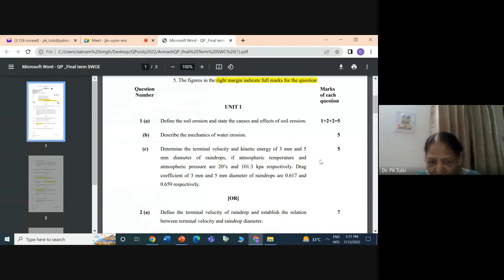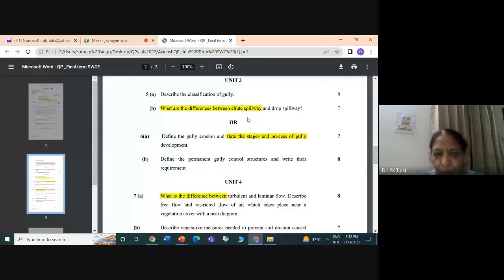Only thing is here in question number 5, 5th B, what are the differences? You could simply state the differences between chute spillway and drop spillway, or you could write differentiate between, rather than what are. जब सामने होता student, we pose this question. Then define the gully erosion and state the stages and process of gully development. अब ये तीन चीजें आप पूछ रहे हैं.